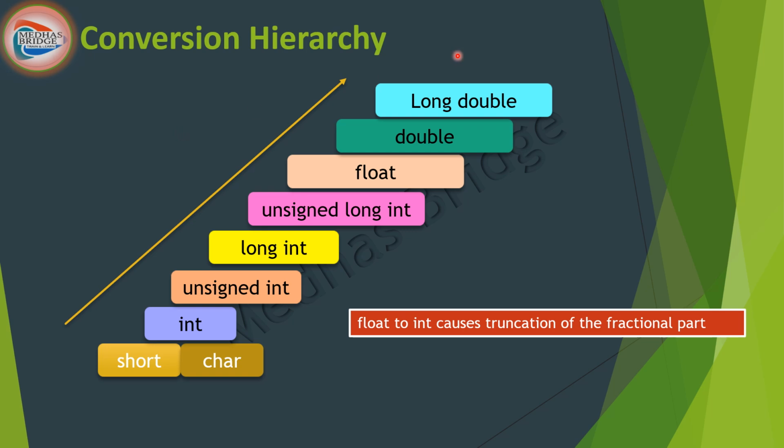Here is the conversion hierarchy. Short, char, int, unsigned long int, float, double, long double. This is an order from lower to higher. The float to int conversion causes truncation of the fractional part, which I think we discussed.